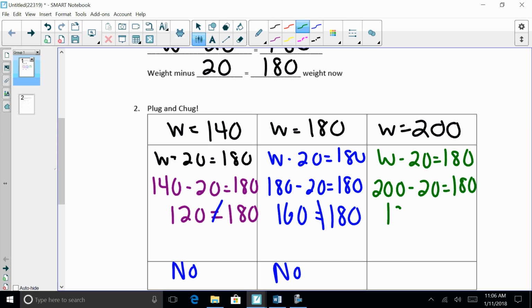200 minus 20 is 180, and I'm supposed to get 180. Since that does in fact work out, yes, this is a solution to the equation. So the only solution out of the three is if W were to equal 200. Okay, so let's go to the next page.